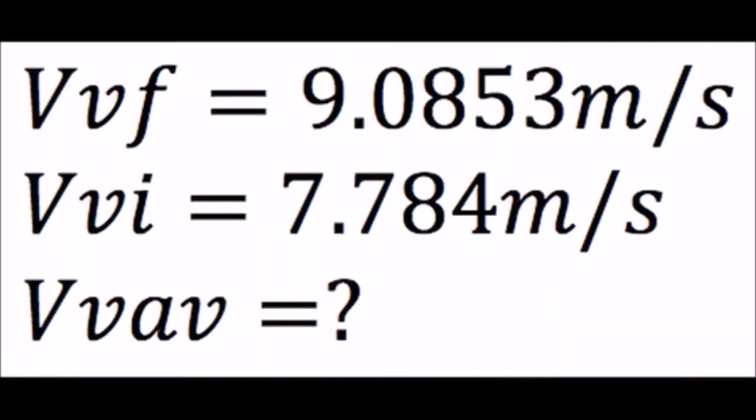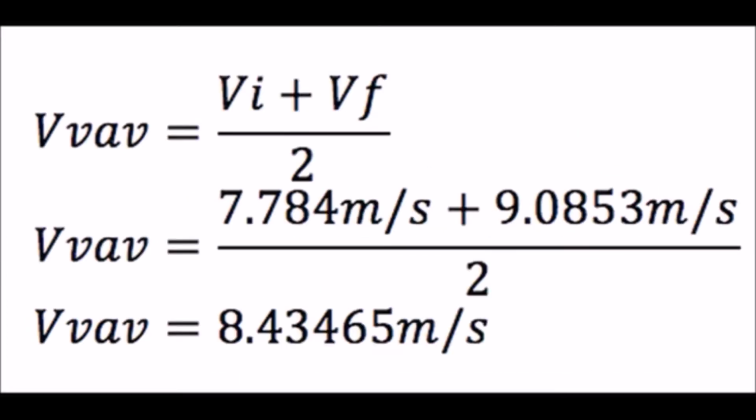Average vertical velocity. For my givens list, the final vertical velocity is 9.0853 meters per second, and the initial vertical velocity is 7.784 meters per second. Now we have to find the average vertical velocity. The way I figured this out is by using the equation average velocity equals initial velocity plus final velocity divided by 2. When I plugged in the numbers, I got average velocity equals 7.784 meters per second plus 9.0853 meters per second divided by 2.